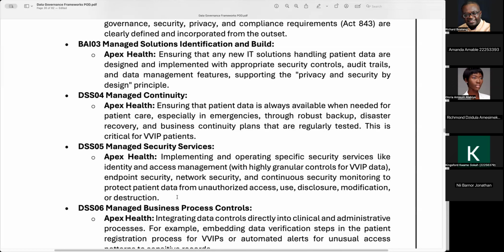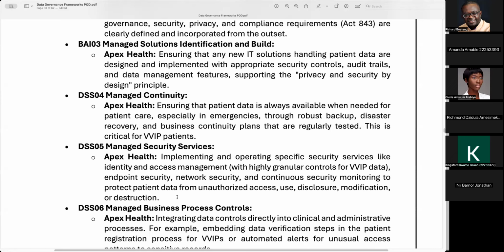Are there controls within business processes themselves? Yes. DSS-06, Managed Business Process Controls, focuses on embedding data-related controls directly into the hospital's core clinical and administrative workflows. Think about specific automated checks required during the VVIP patient registration process, or perhaps automated alerts generated by the system if unusual access patterns to VVIP records are detected.